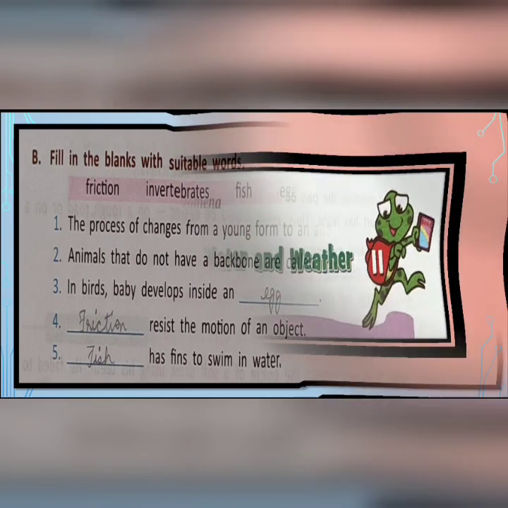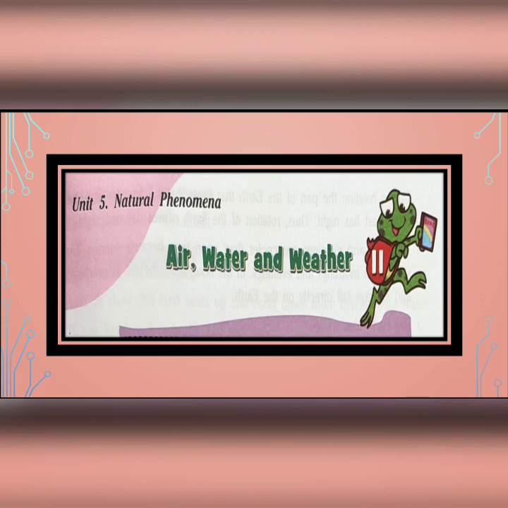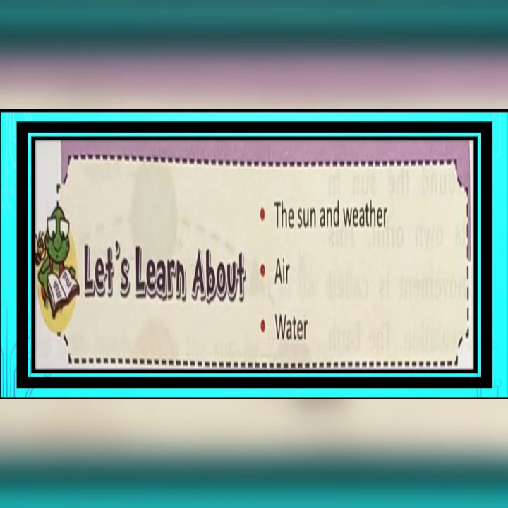Now let us start a new chapter, chapter number 11, Air, Water and Weather from Unit 5, Natural Phenomena. First, let us know what we will learn from this chapter. We will learn about the sun and weather, air, and also about water.